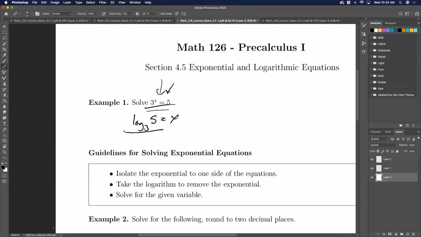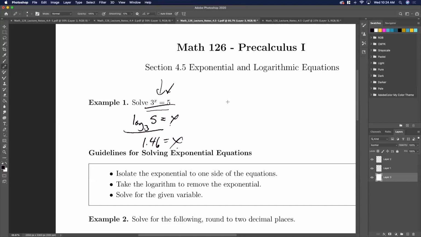But here, I know how to solve that. I can just crunch that through a calculator. So I get 1.46 equals x. And so in order to solve it, I can just do it kind of directly here. I can rewrite this exponential as a log function, and then I can solve it because I know how to do this.